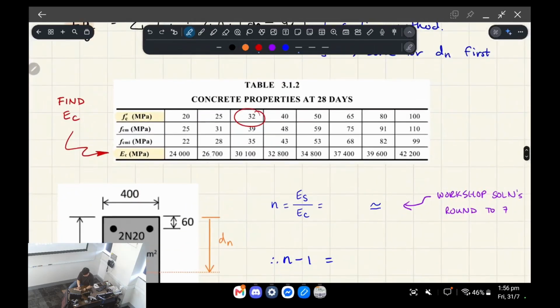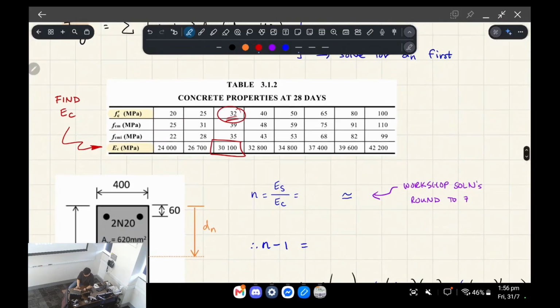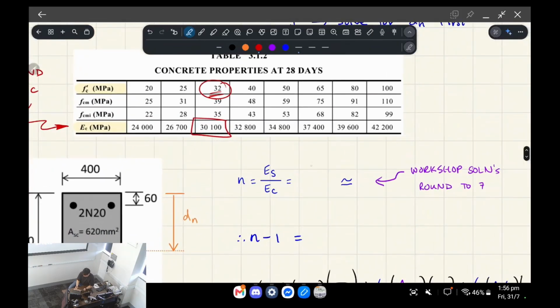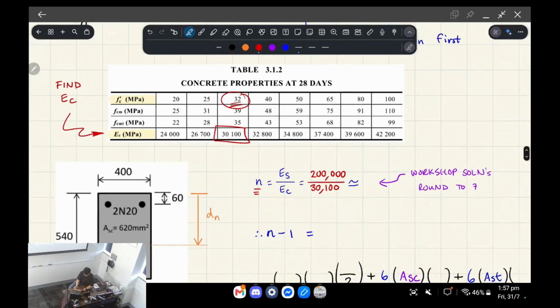So first you've got to find the elastic modulus of the concrete, and this is a function of the compressive strength of the concrete, right? And it's from this table. So for the modular ratio method, we need to divide the elastic modulus of the steel over the elastic modulus of the concrete, right?